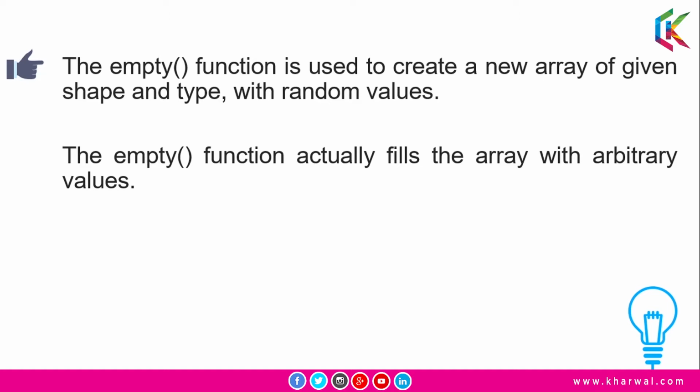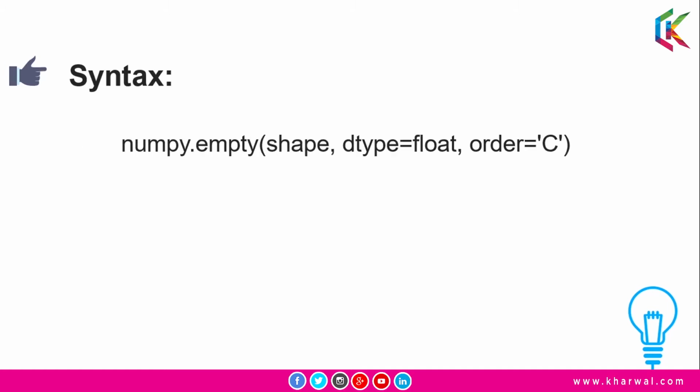So guys, let's go ahead and discuss the syntax of this empty function. Basically there are three parameters that specify the structure of the resulting array. First one is shape, second one is dtype, and last one is order. By default dtype is float and order is C. So let's discuss these parameters one by one.